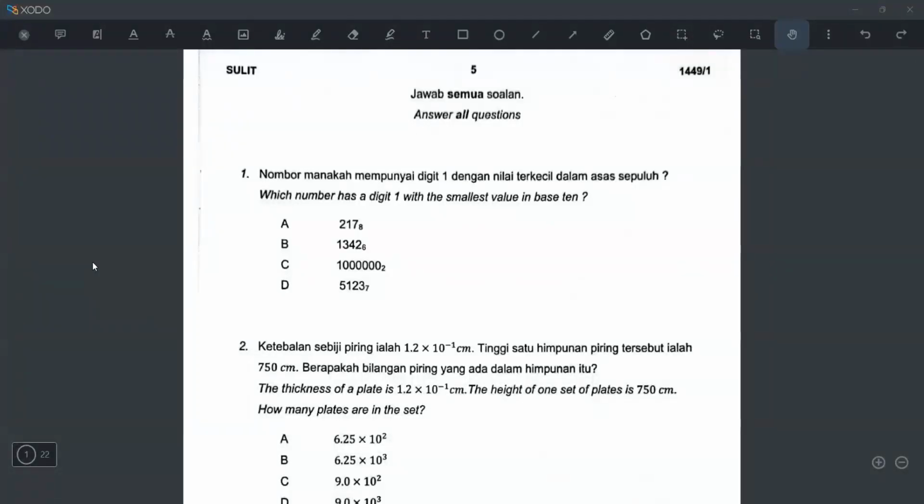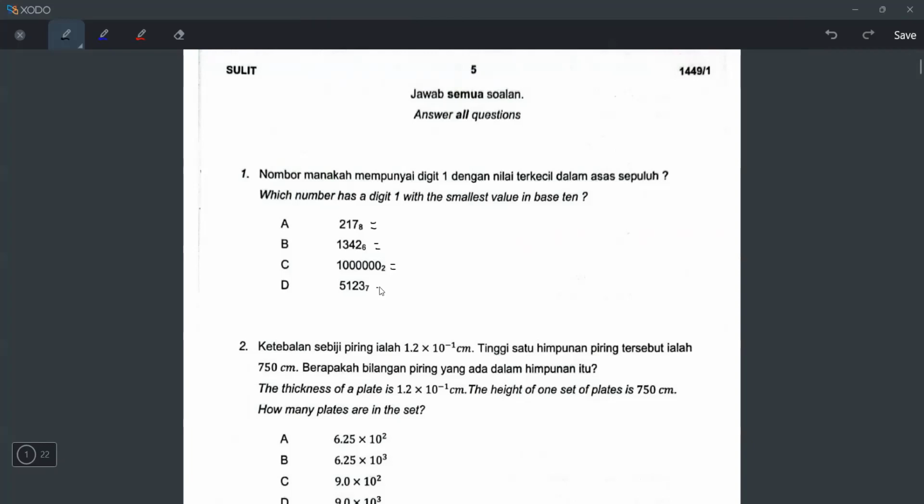Okay, in this video I'm doing the Kelantan trial for 2022 Paper 1. Let's start. Number 1, which number has a digit 1 with the smallest value in base 10? I think the first thing is you need to change all these numbers to base 10.